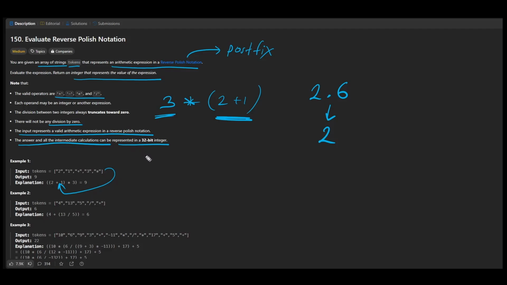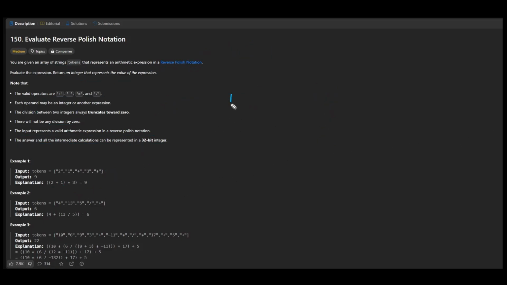So let's take a look at the solution of this problem. Over here, we are going to use a stack data structure. This is our input. Every time we have an integer, we are going to push it in the stack. So I am at 2 first. Let's put it in the stack like this. Let's go to 1, put it in the stack. So 1 is over here.